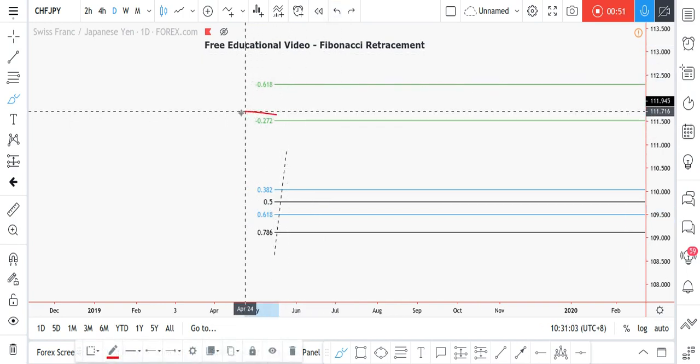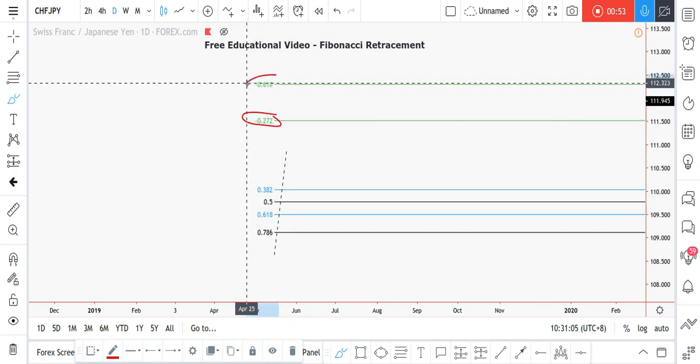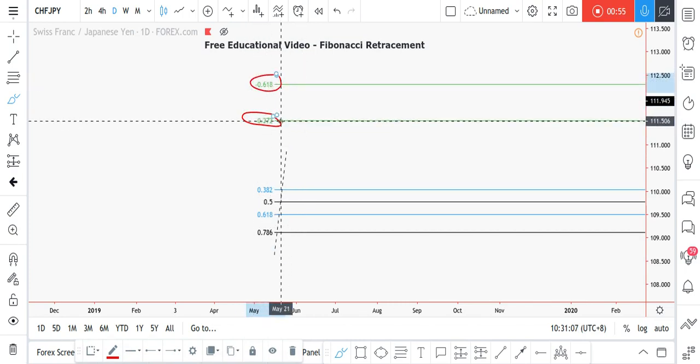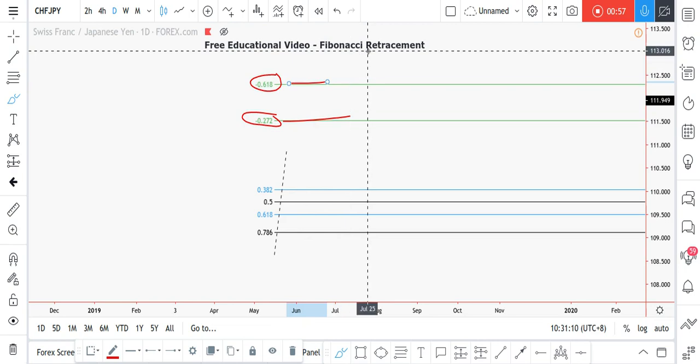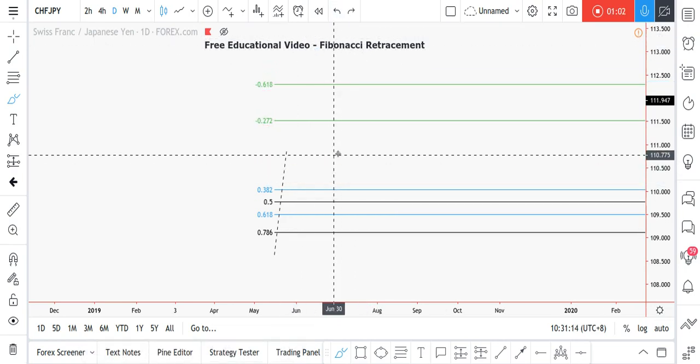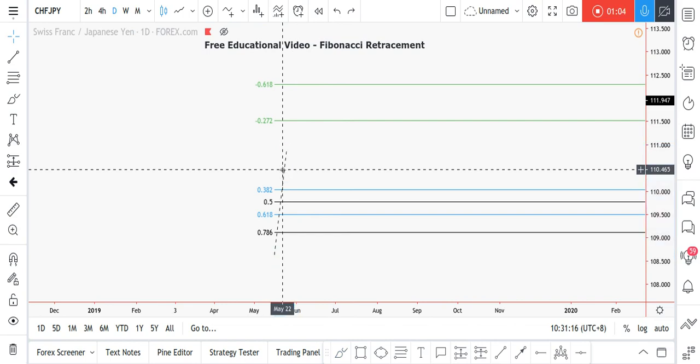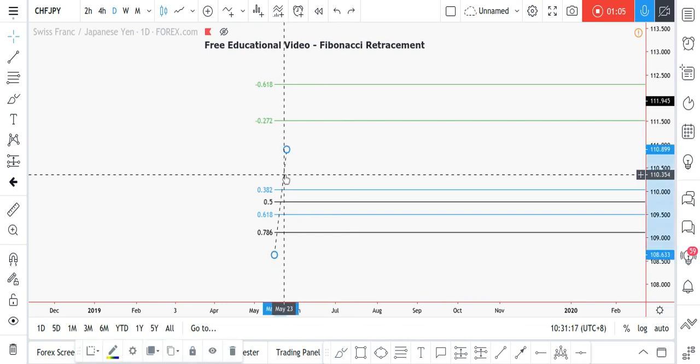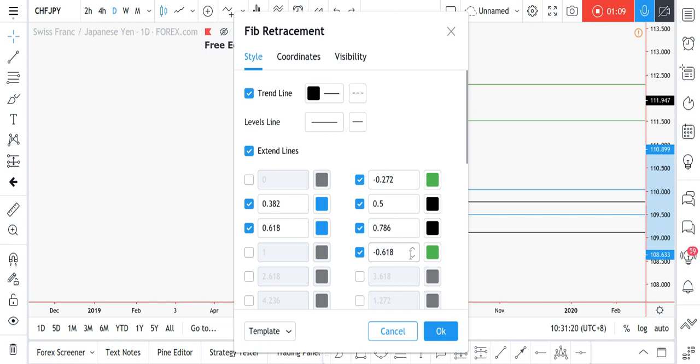The 0.272 and the 618 are my take profit levels, take profit 1, take profit 2. So these are used as my own take profit levels. You can do this as well by customizing your Fibonacci retracement tool, just adding these levels into your Fibonacci tool.